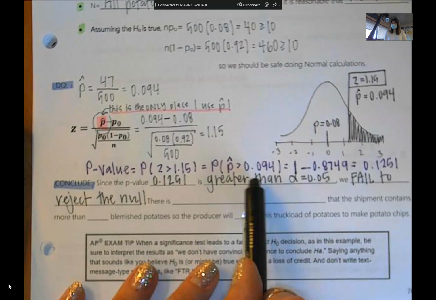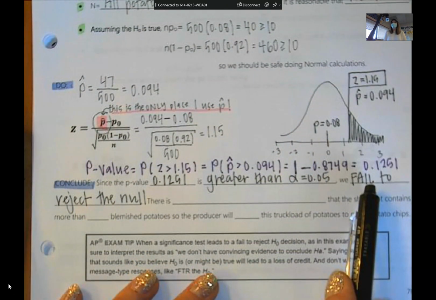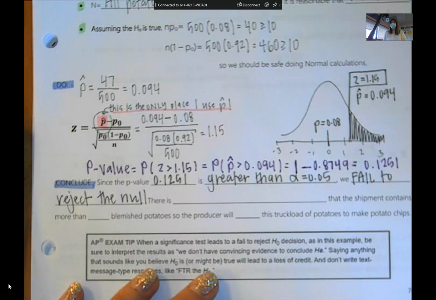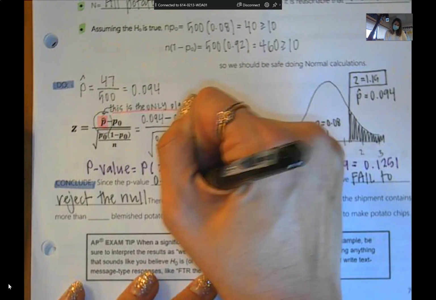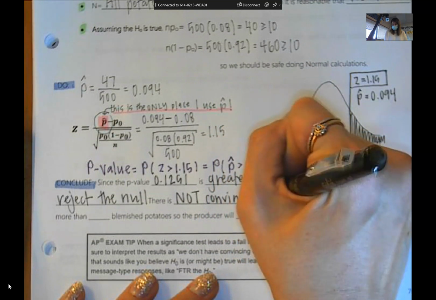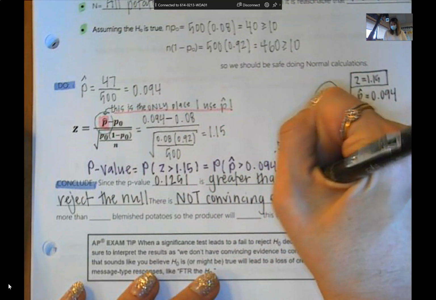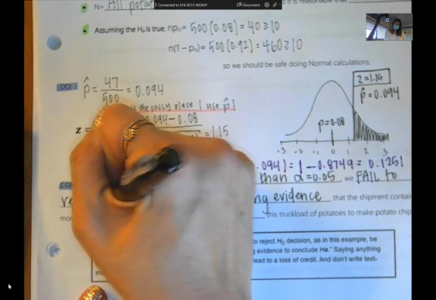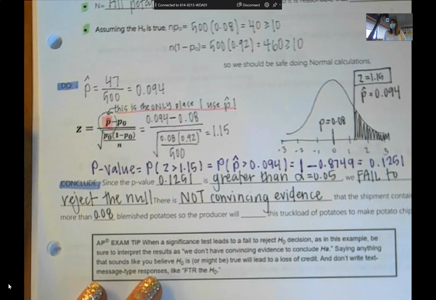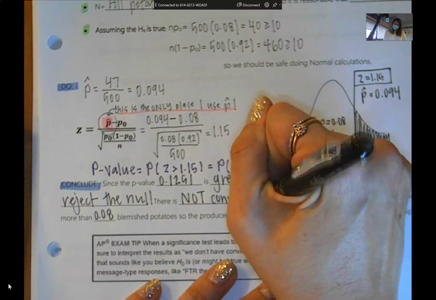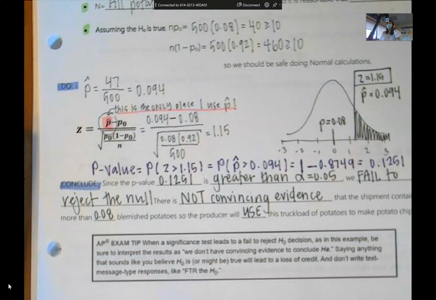So this was 1, explicitly compare. 2, say we fail to reject or we reject. And then 3, use context. There is not convincing evidence that the shipment contains more than 8% blemished potatoes. So the producer will use this truckload or keep this truckload.